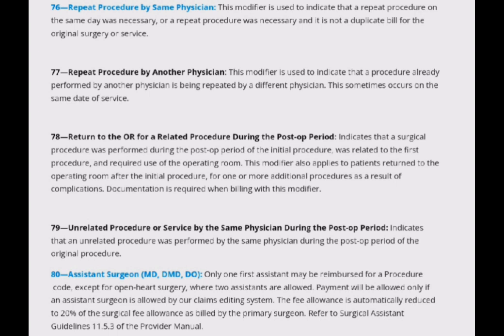77. Repeat procedure by another physician. This modifier is used to indicate that a procedure already performed by another physician is being repeated by a different physician. This sometimes occurs on the same date of service.